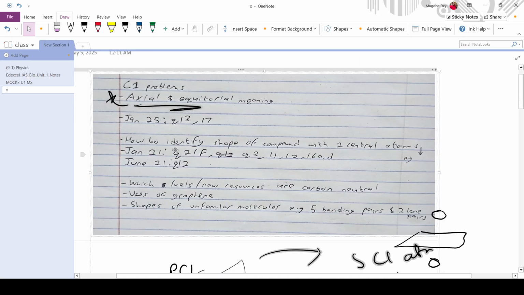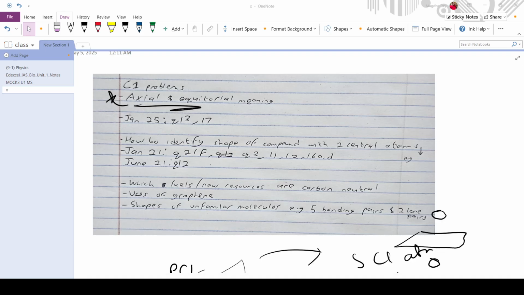I didn't understand. How do you identify shape of compound with two central atoms? I think these are the questions, right, Rakshit? Okay, so what is the question? Can you please say? I can't understand the writing. How do you identify shape of compound with two carbon atoms? Or is it two central atoms? Okay, fine. Do you have an example?